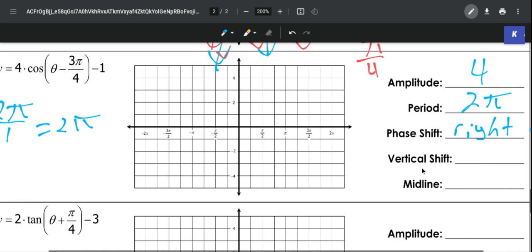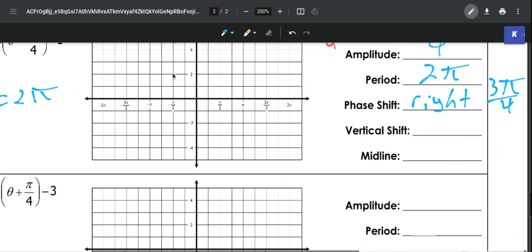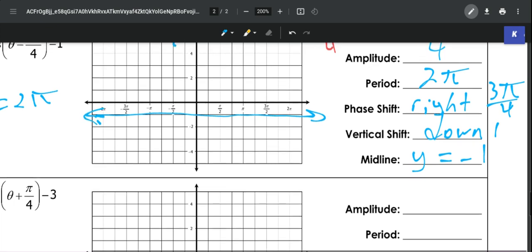Now we also have a vertical shift because we have -1 outside of our parentheses. So a minus that's not in parentheses tells you to go down, and we're going down 1 unit. So our vertical shift is going to be down 1 unit, which means our new midline is going to be at y is equal to -1. So this part here is our new x-axis, or our new horizontal axis.